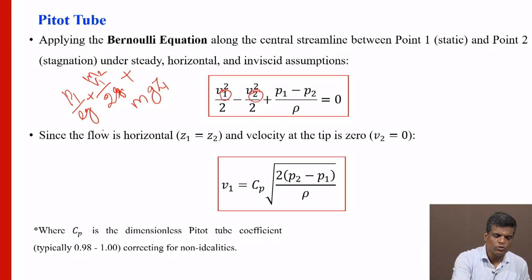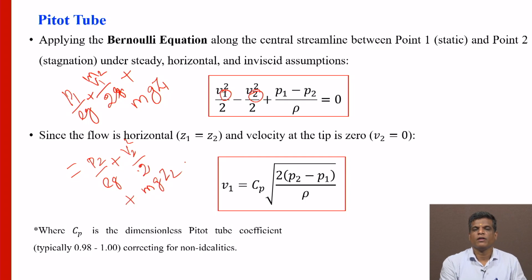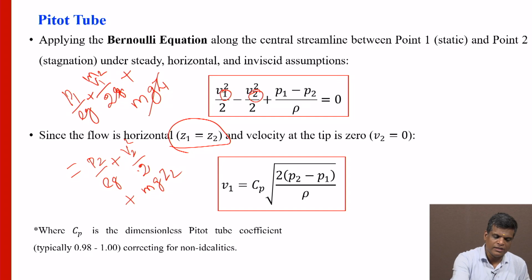Same here, at point 2 we can write P2 by rho g, then the velocity term V2 square by 2g, then the potential energy z2. But both 1 and 2 are horizontal, that is z1 and z2 are at the same level, so automatically this will get cancelled. So, finally, we get only pressure energy and kinetic energy at point 1, then pressure energy and kinetic energy at point 2.